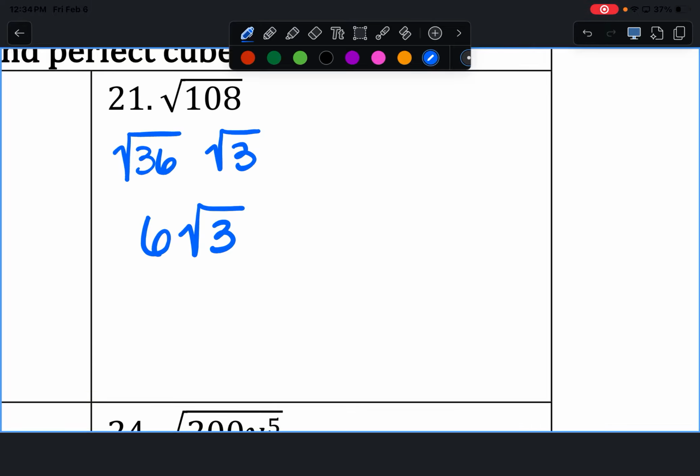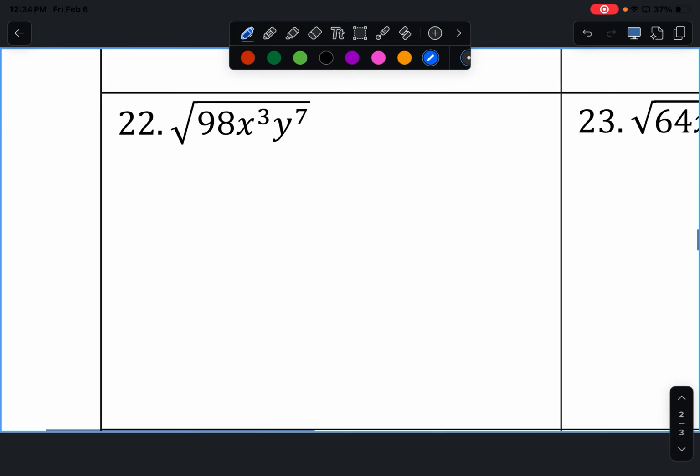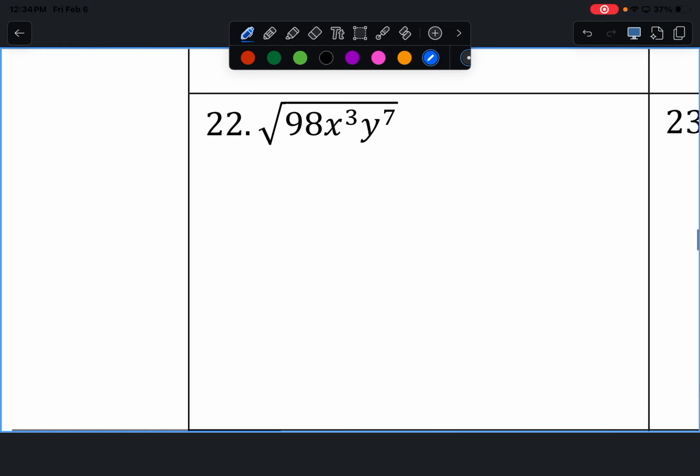Okay. All right, now we're going to look at question 22. Okay, so question 22 is still square roots, but we're also simplifying with variables. Okay, so if we have the square root of x to the third, what is understood to be right here? 2. So to figure this out, is 3 divisible by 2?